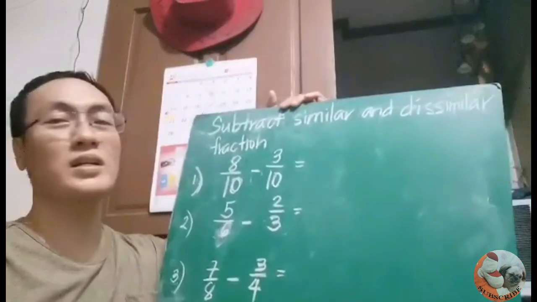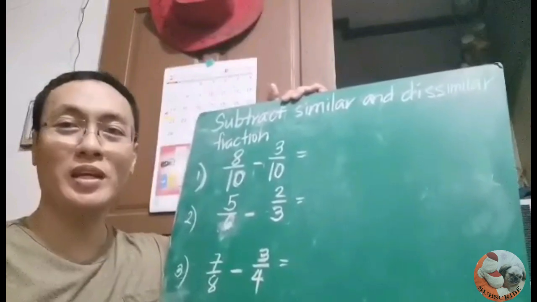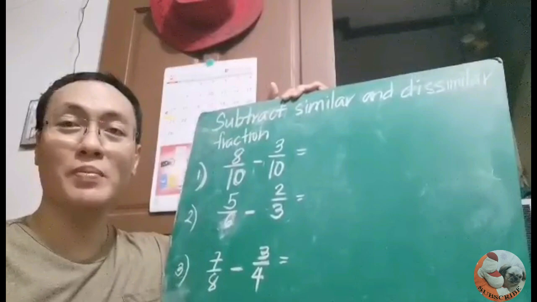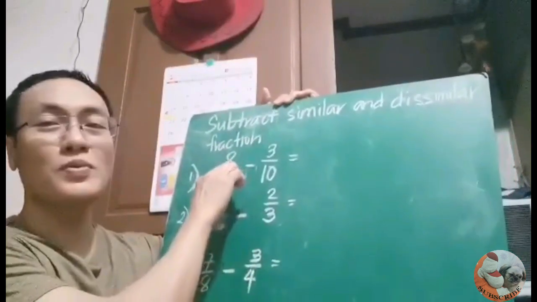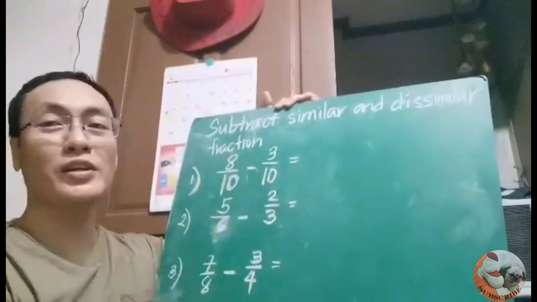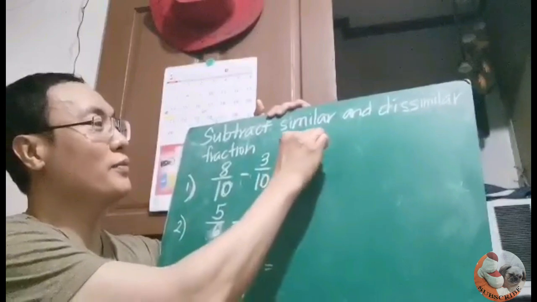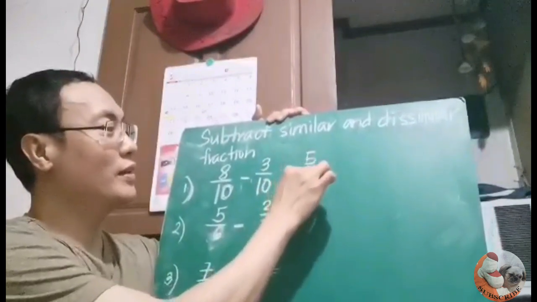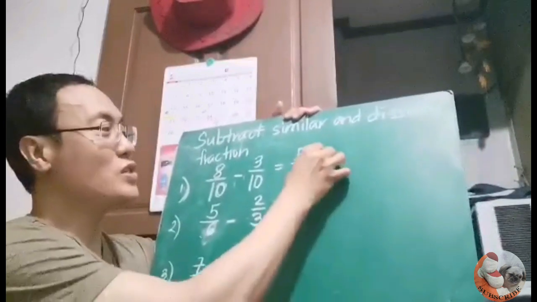Okay, how do we subtract similar and dissimilar fraction without illustration? So, simply, as what we did with adding similar and dissimilar fraction. Ngayon, magsusubtract naman tayo. So, subtract the numerator to the other numerator. So, 8 minus 3 is equal to 5. Then copy denominator, 10. Since 5/10 is not yet in lowest term, i-lowest term natin siya.